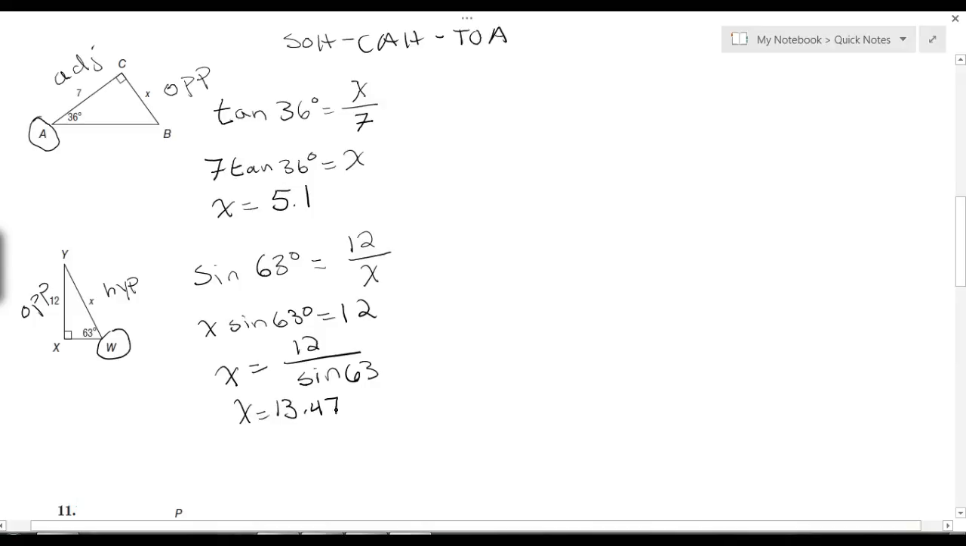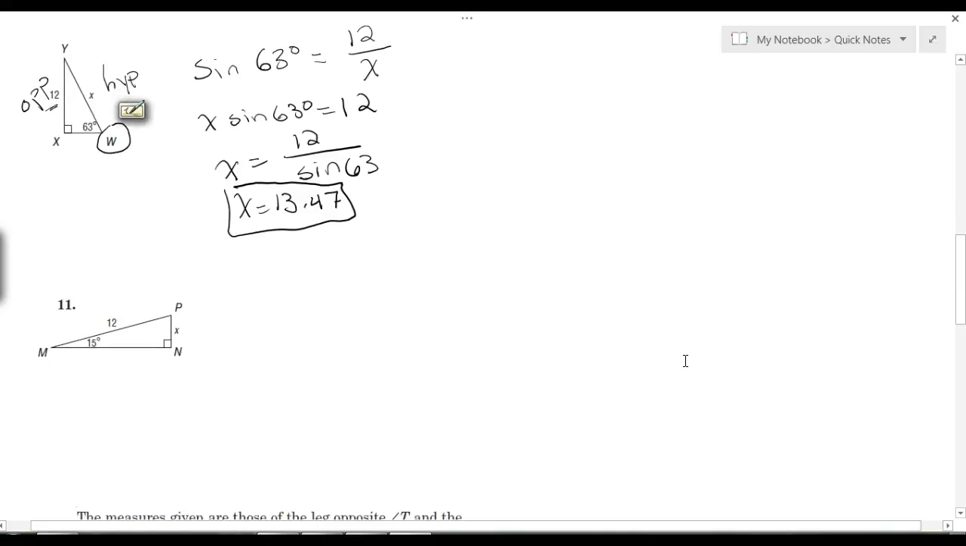13.47. And when I look at my diagram, I can see that 13.47 sounds about right if my other side is 12, and I know based on the Pythagorean theorem that my hypotenuse has to be longer than 12. So let's go ahead down to our next question.